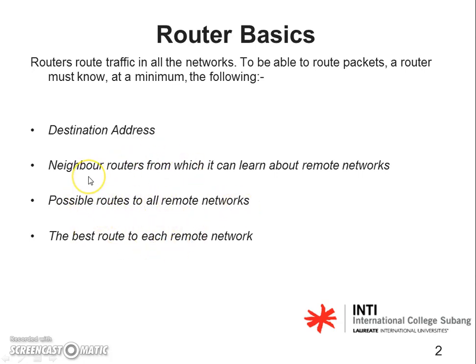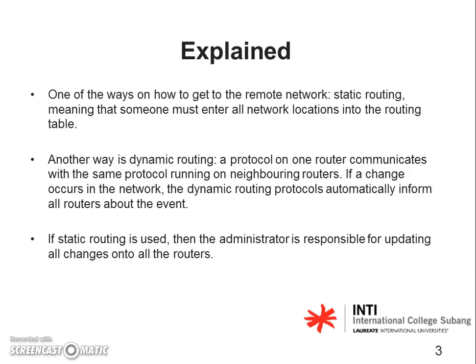Now, normally we can configure a router to be dynamic to look at all this, or we can also choose static. So we call it static routing and dynamic routing. But just take note, these four parameters are very important: destination address, neighboring routers from which it can learn about remote networks, possible routes, right? And then the best route.